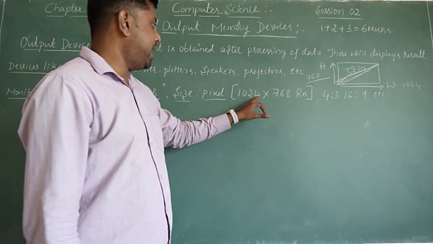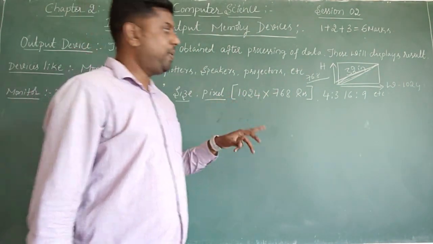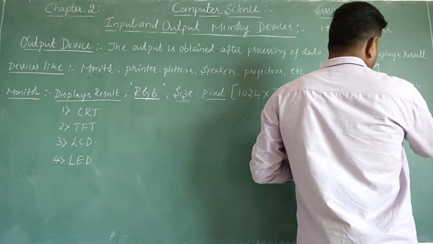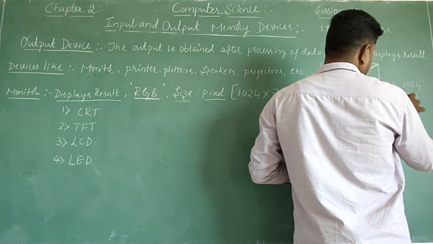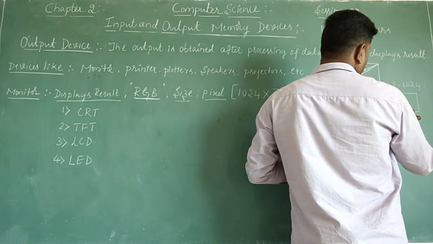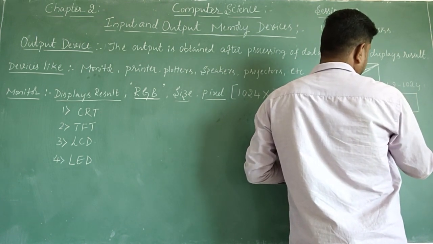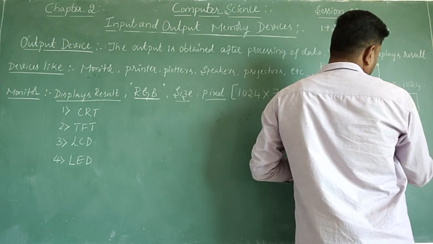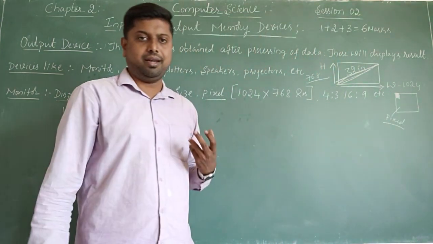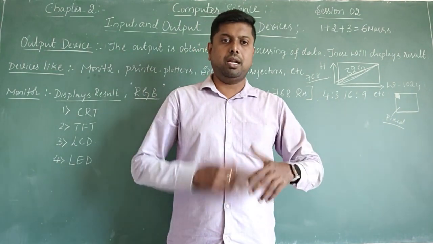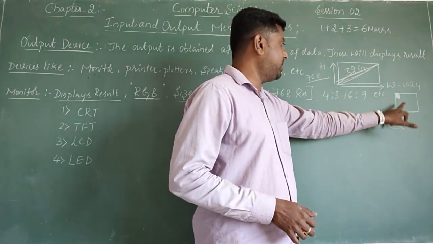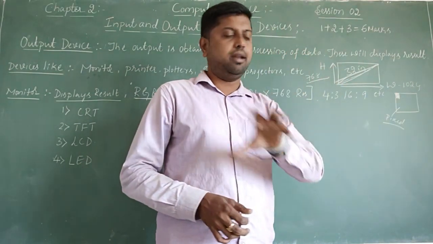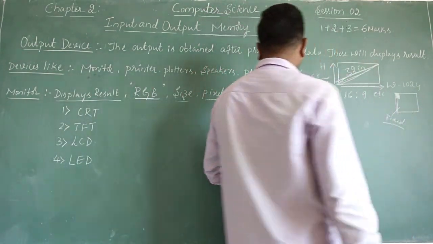So this is what we call resolution. And pixel: each and every monitor has its own unit of the image. In an image, one dot we call a pixel. The maximum number of pixels present on that screen determines the clarity of the screen, as more pixels increase the clarity. So this is what we call a pixel. One dot of the particular screen is what we call a pixel.